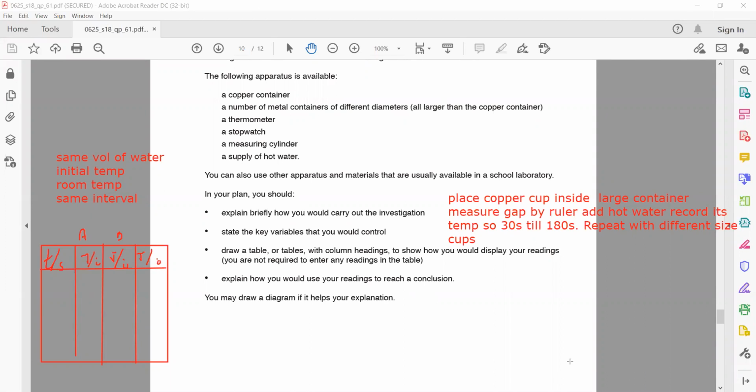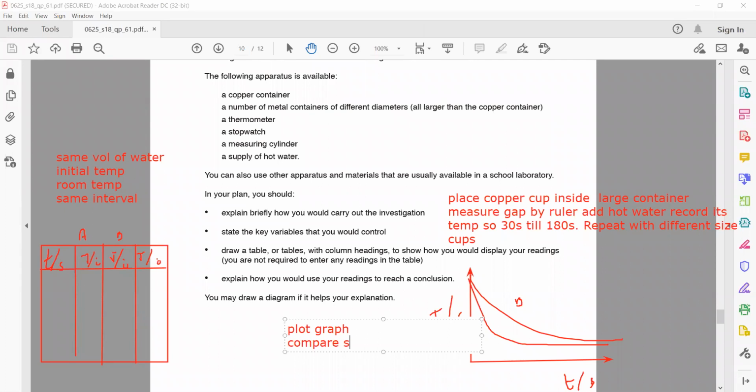So how can we reach our conclusion? We can plot a graph with time on the x-axis and temperature on the y-axis, and the one which has a steeper slope will have a faster rate of cooling. You don't have to plot a graph, but for how you reach your conclusion, we'll plot the graph and compare the slope: steeper slope, faster cooling. Is it clear?